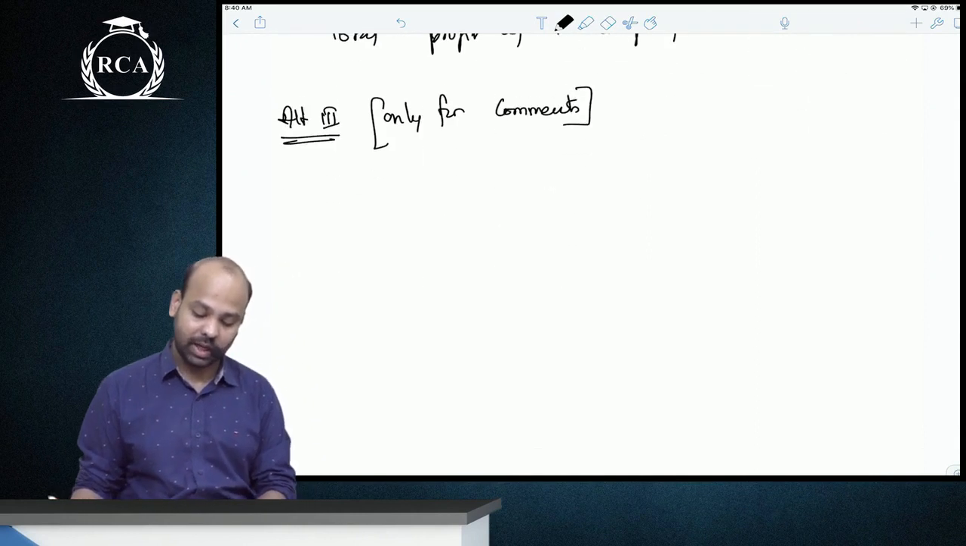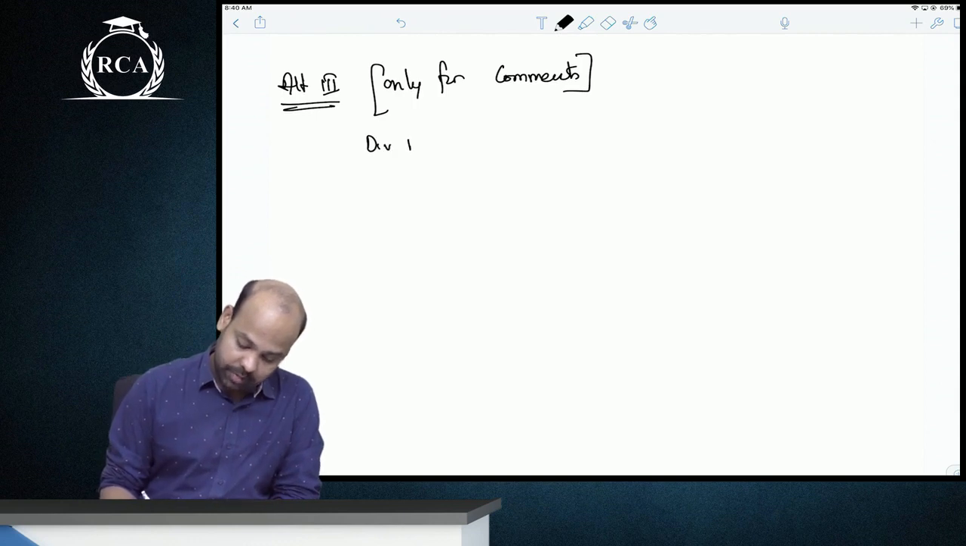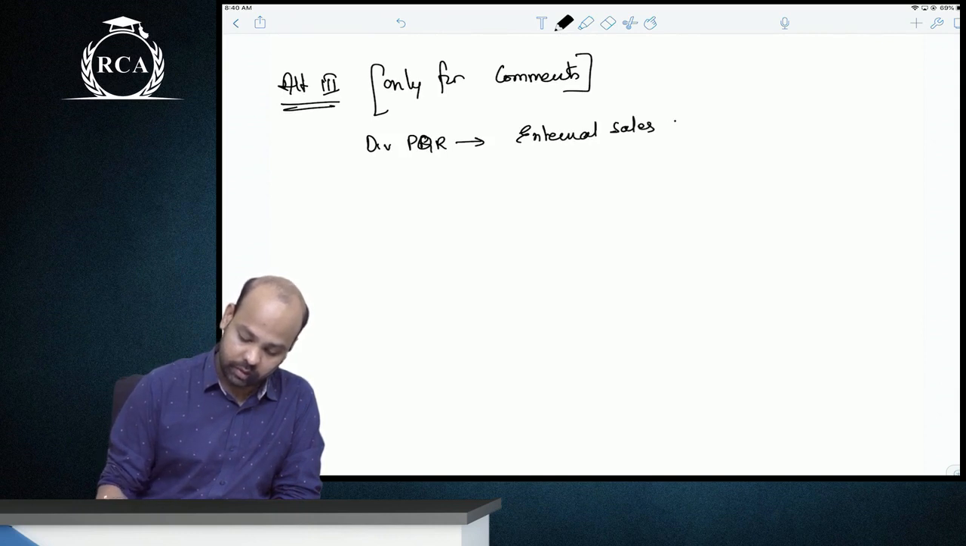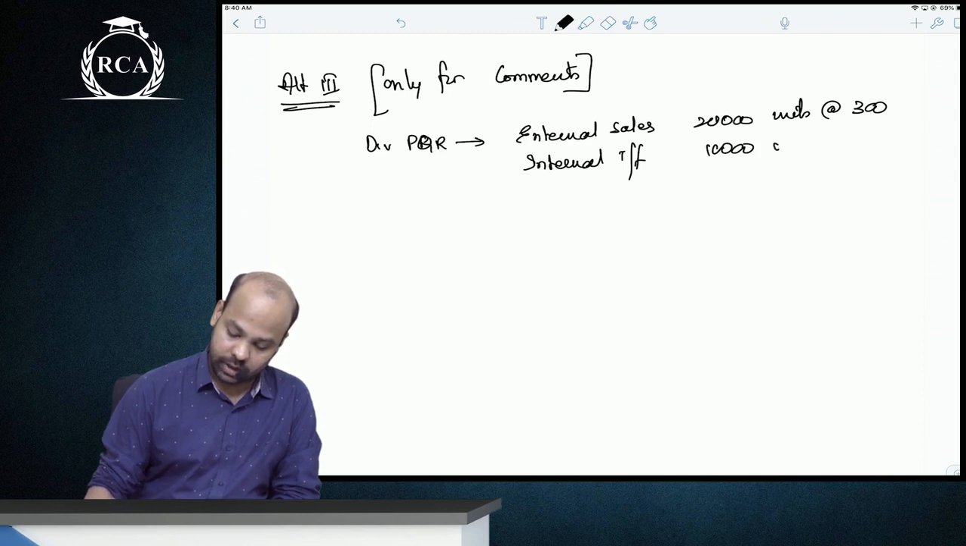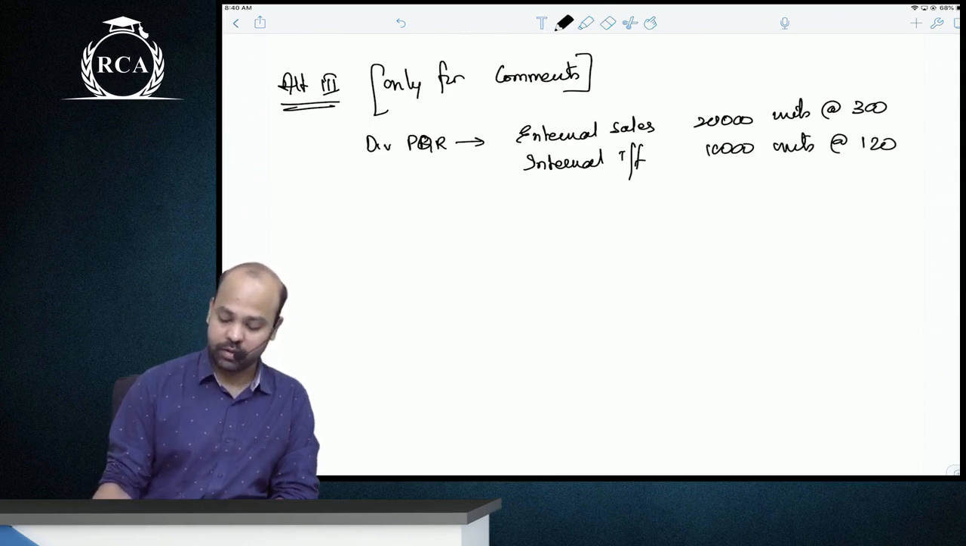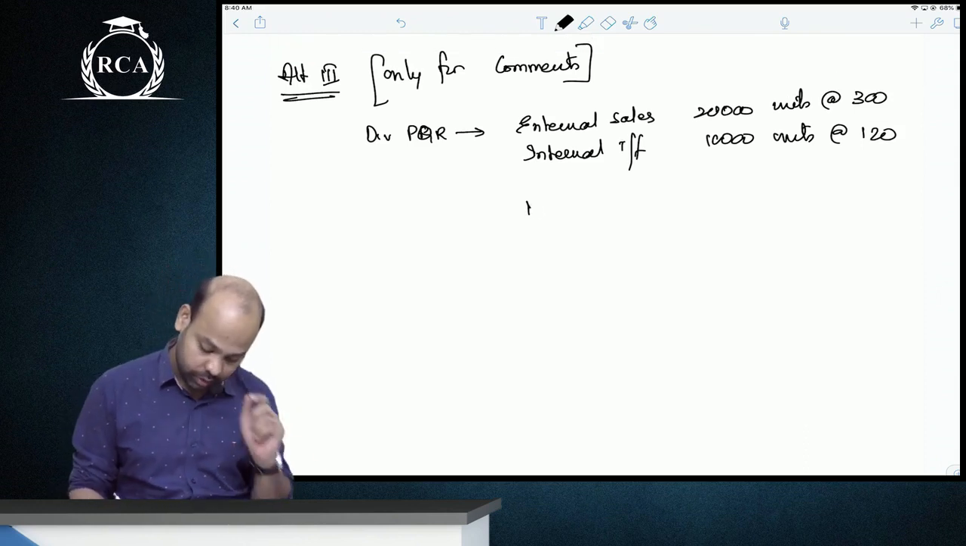तो यहाँ पे अपन क्या करेंगे बेटा is we will take external sales at 20,000 units for division PQR as such beta. For division PQR, we would take external sales beta at 20,000 units. And then beta we would take internal transfers 10,000 units, but at 10,000 units at 120 rupees, guys, so that we arrive at a proper conclusion as such, guys.